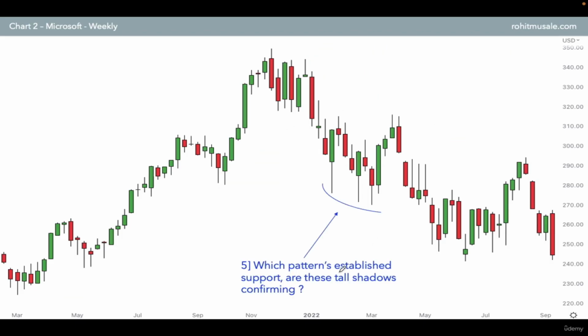Number 5, which patterns established support are these tall shadows confirming? So if you look at these two candles, that's a variation of a piercing pattern, right? And by now you should know why I'm calling it a variation. And the low of the piercing pattern becomes a support, right? These tall shadows are all confirming the support created by this variation of a piercing pattern.